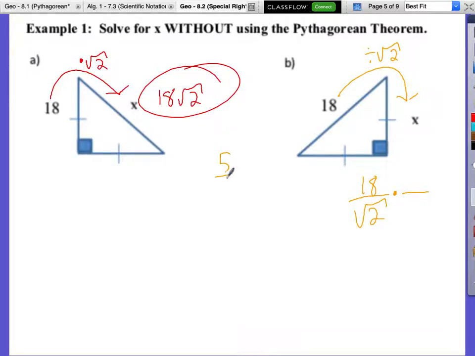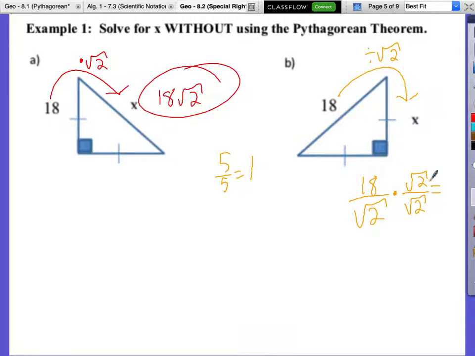What is 5 divided by 5? 1. So is this just another way to rewrite 1? So would the square root of 2 over the square root of 2 just be a fancy way of writing 1? It'd be a fancy way of writing 1, wouldn't it? Now how do we multiply fractions? We multiply straight across. So we're just multiplying by 1, just in a fancy way.